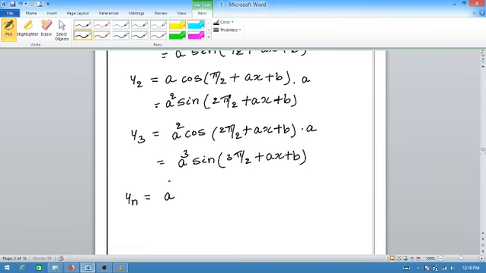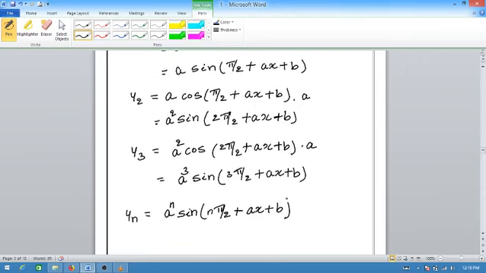a raised to, y1 is a, y2 is a square, y3 is a cube. Similarly yn is a raised to n into sine, y1 is 1 pi by 2 plus theta, meaning ax plus b. y2 is 2 pi by 2 plus ax plus b. y3 is 3 pi by 2 plus ax plus b. Similarly, this is n pi by 2 plus ax plus b. So this is the nth derivative for the sine function.